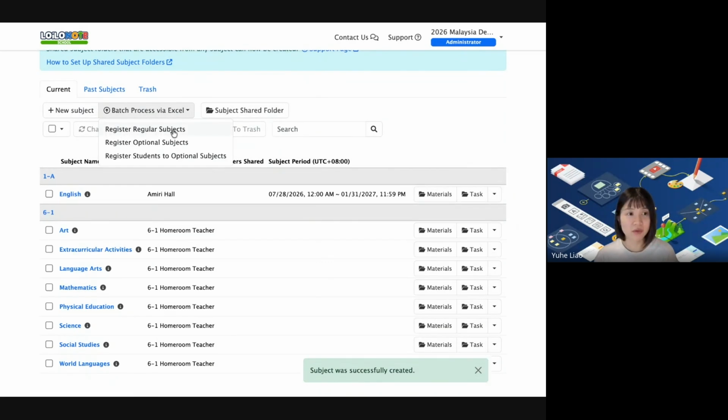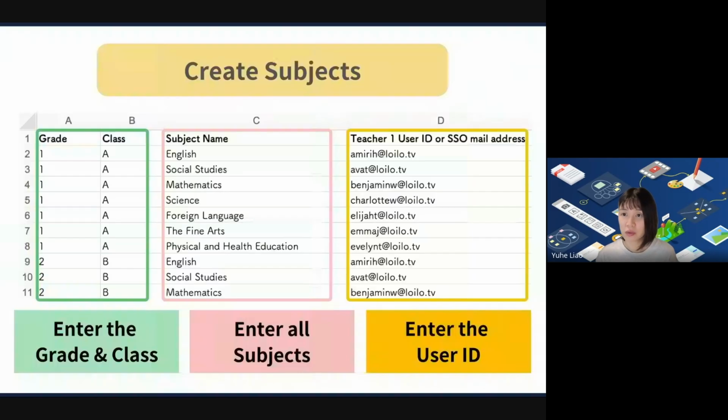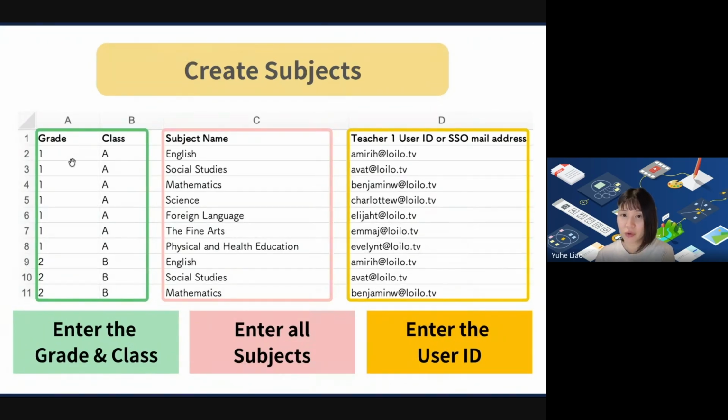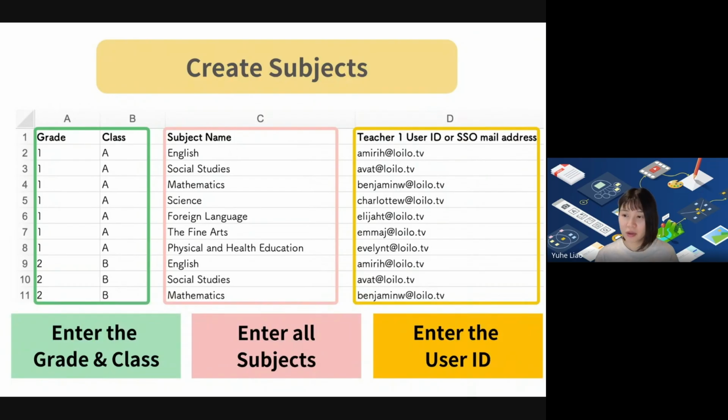I will just click on register regular subjects, and then remember, download the Excel template. If you're not sure how to do it, just get help with filling out the template. And then you just follow this one. Make sure you get the class and the grade correct, you get the subject's name correct. The only thing I wanted to do is the compulsory, because you know that we will repeat English, social studies, mathematics, science, let's say. And then did you see column D? If you're using LoiLoNote ID, this is your LoiLoNote ID. If you're using Google or Microsoft, this will be the login detail, the email address.